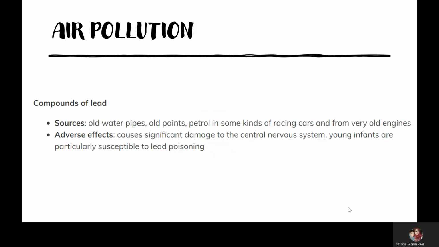So compounds of lead are sources in all water pipes, pins in some racing cars, and from very old engines. The first effect of lead is that it can cause significant damage to the central nervous system. Young infants are particularly susceptible to lead poisoning. So you must remember, compounds of lead are not a kind of gas, so they may not affect our respiratory system.